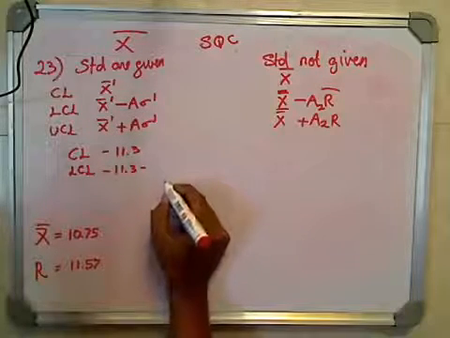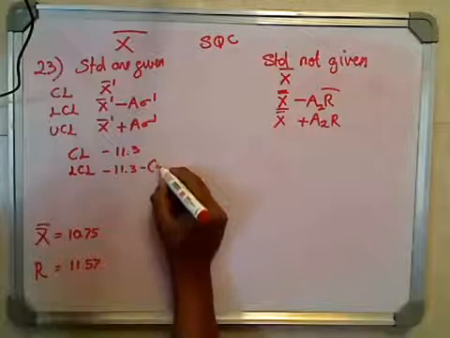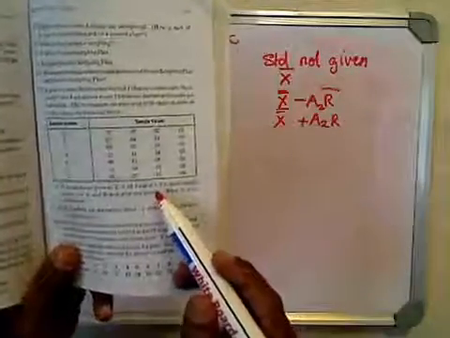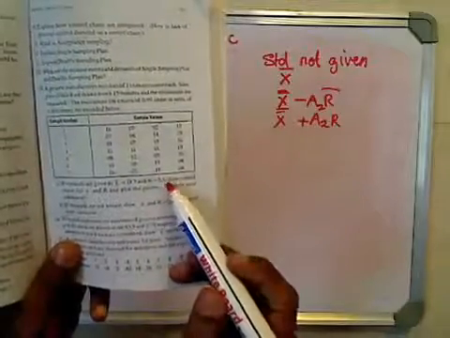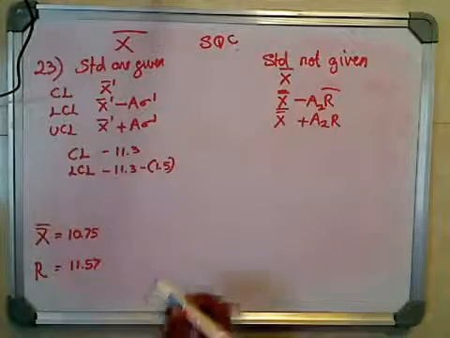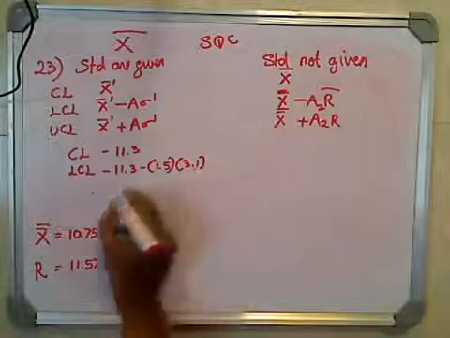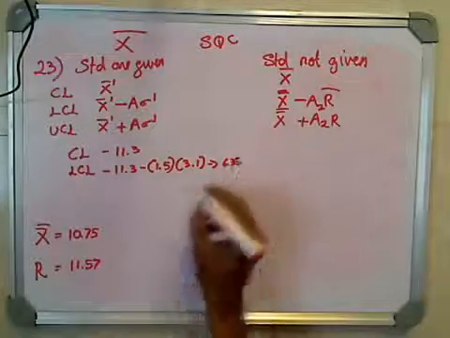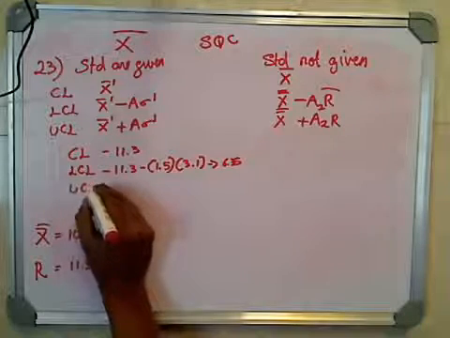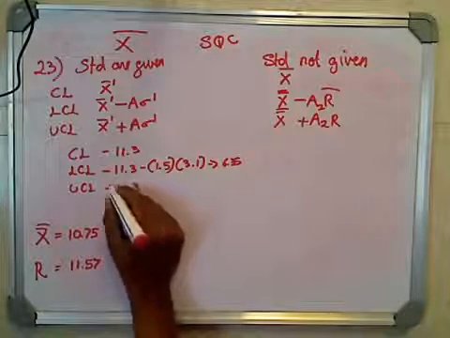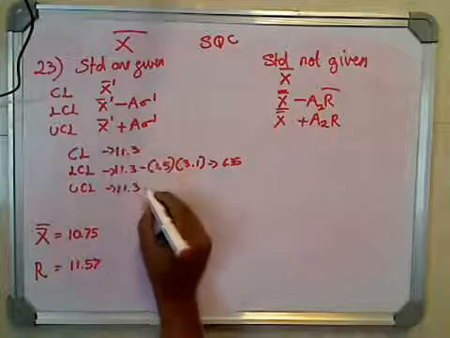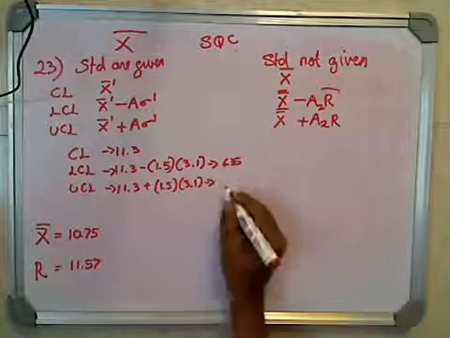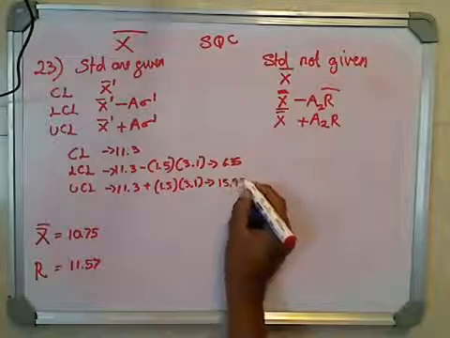A here is given in the book as 1.5, and the standard deviation is already mentioned in the book. Right next to the values of X, you have the standard deviation, which is 3.1. Consider that 3.1, and you'll get the answer as 6.35. Similarly, for the upper control limit, 11.3 plus 1.5 multiplied by 3.1 is equal to 15.95.